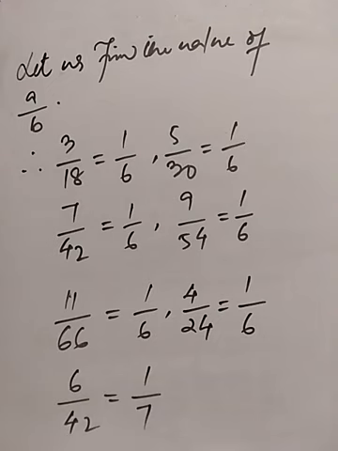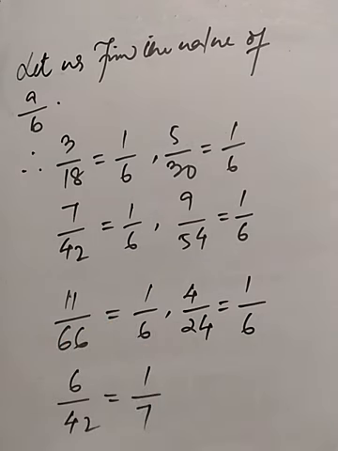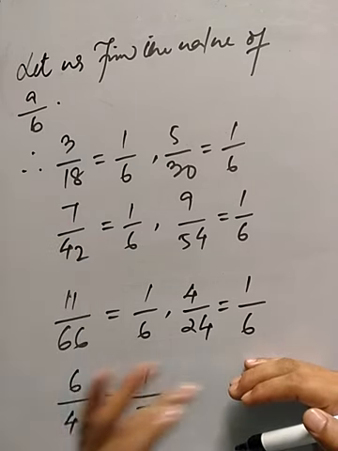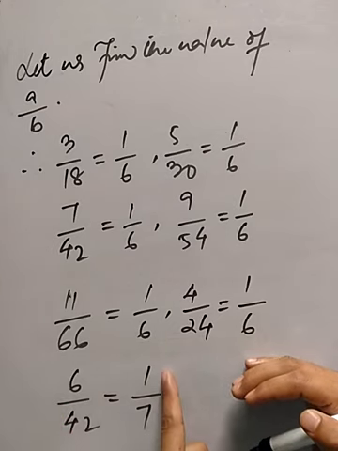If it is the mistake of the question, please pay your attention here. We are getting 1 by 6, 1 by 6, 1 by 6, 1 by 6, 1 by 6, 1 by 6. Now at the last, the value of A is 6 and B is 42, and suddenly I'm getting 1 by 7. Till the 6th we are getting 1 by 6, but when you are finding the 7th one, we suddenly get 1 by 7.